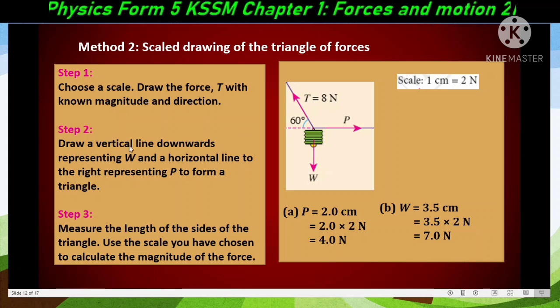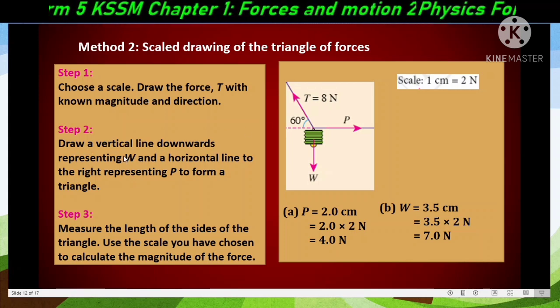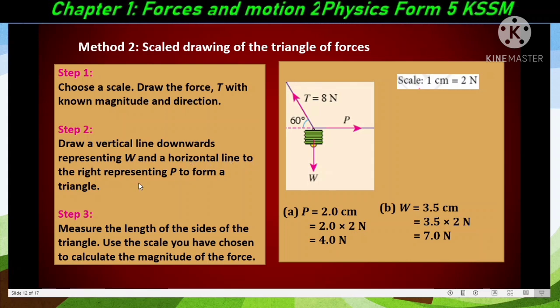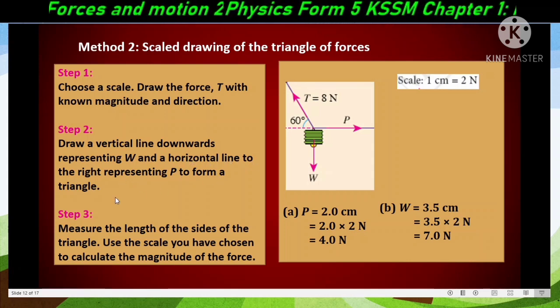Step 2, draw a vertical line downwards representing W and a horizontal line to the right representing P to form a triangle.